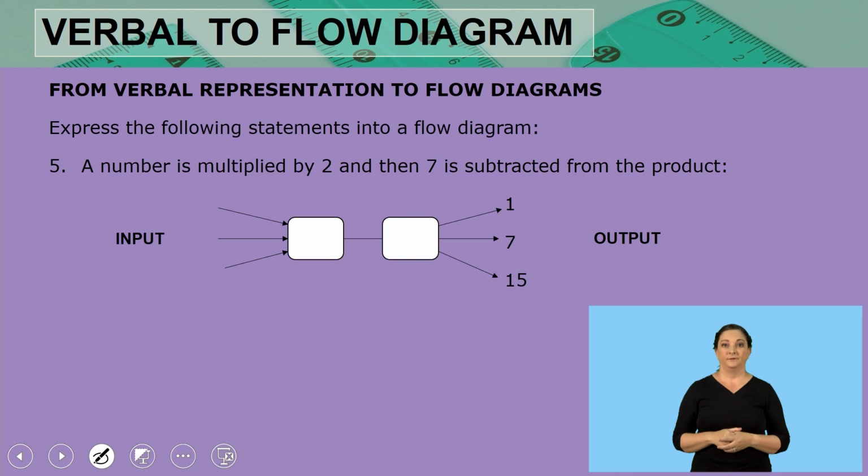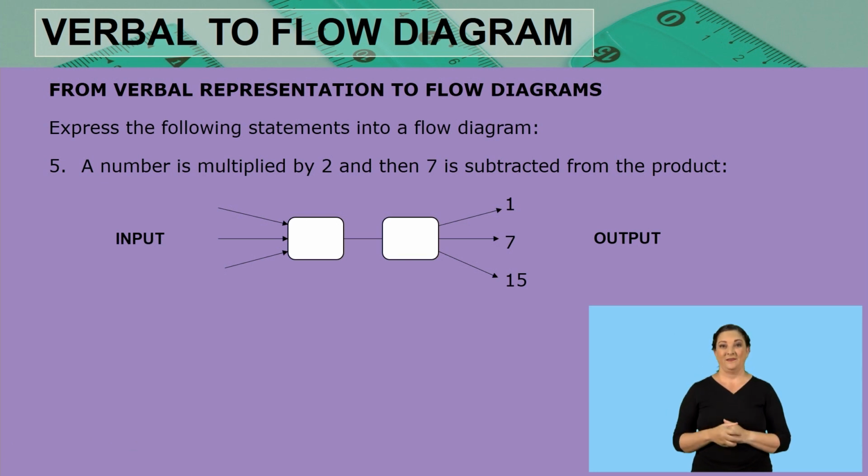Let's look at number 5. Now, in this case, it's a little tricky. There's been a twist here. So we are given a statement that we need to now change into a flow diagram. But this time, we are not given the input values. We are given the output values.